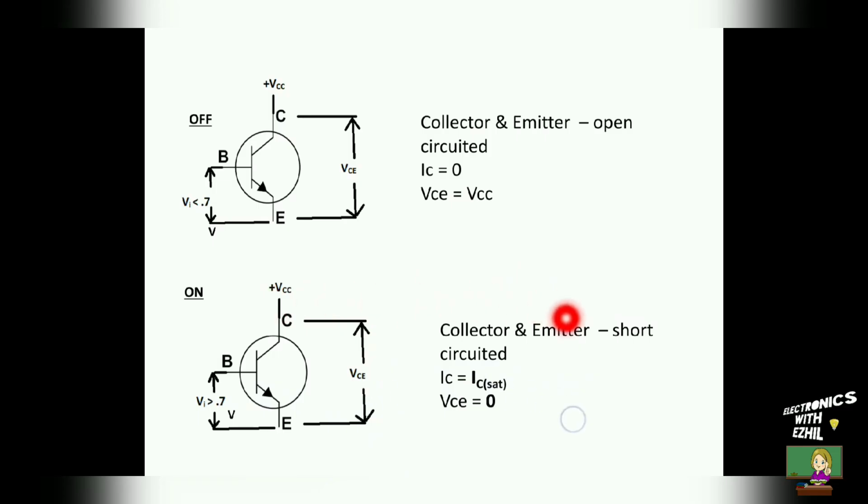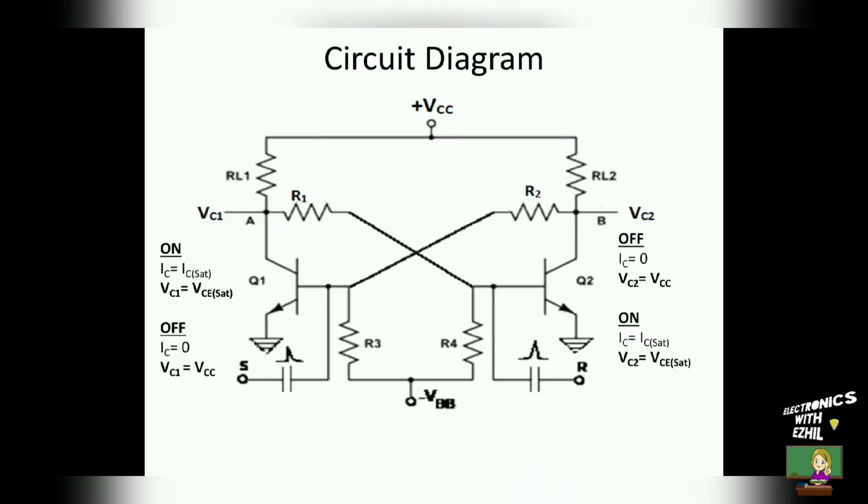When a transistor is at on state, the collector and the emitter are short circuited. The collector current IC is equal to IC saturation. Then the collector to emitter voltage VCE is equal to 0, which is practically equal to VCE saturation. Now we'll see the working of the bistable multivibrator.